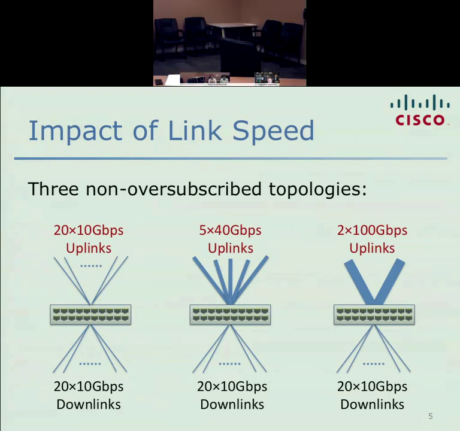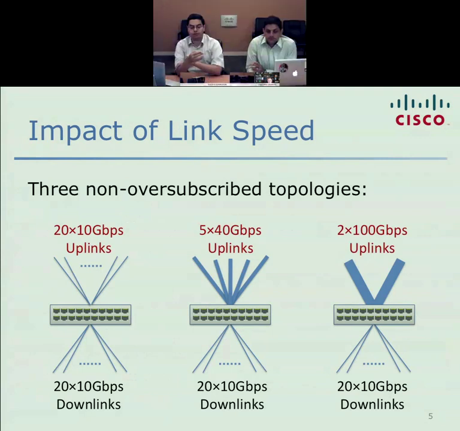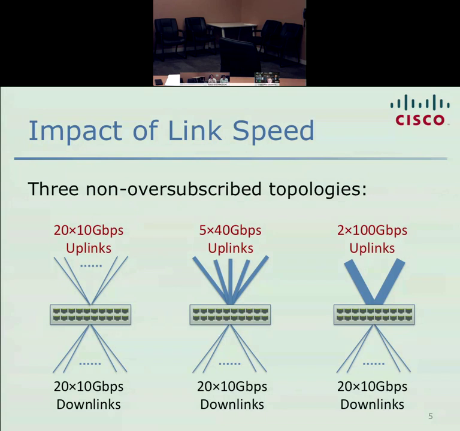So all these designs, this is showing the choice of leaf switch. So you can see that in all cases, the leaf switches have 20 10 gigabit per second downlinks, but the uplink link speeds are different. In one case, we consider 10 gigabit per second uplinks. So we have 20 10 gigabit per second uplinks, or 5 40 gig uplinks, or 2 100 gig uplinks. So all of these have the same bisection bandwidth. We're only changing the link speed.